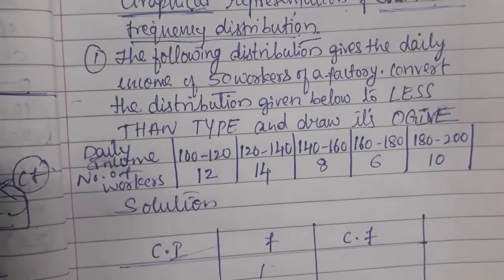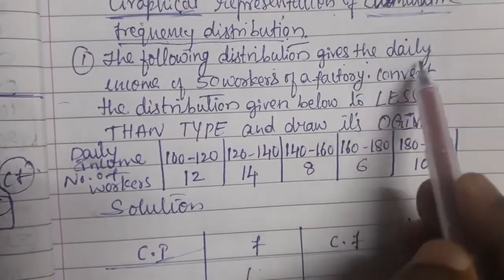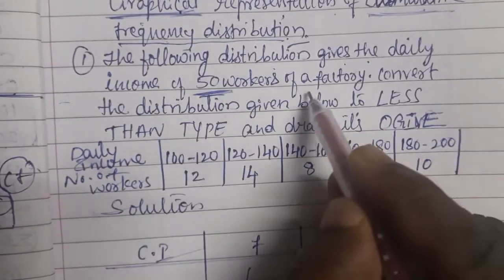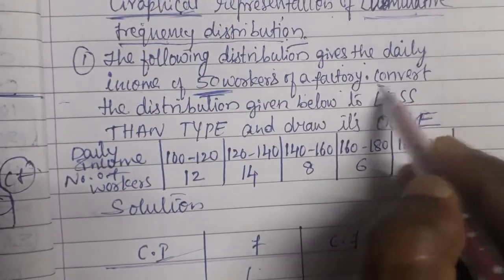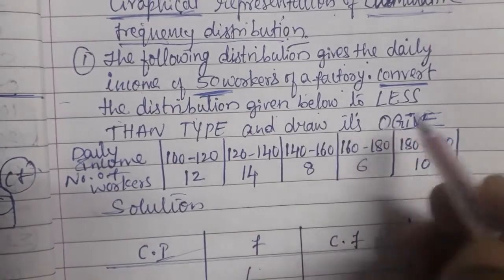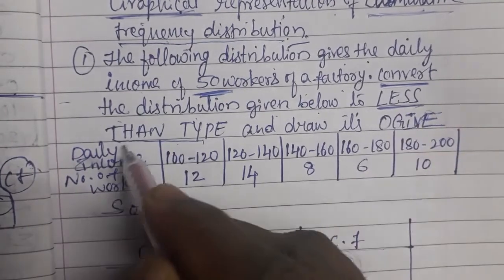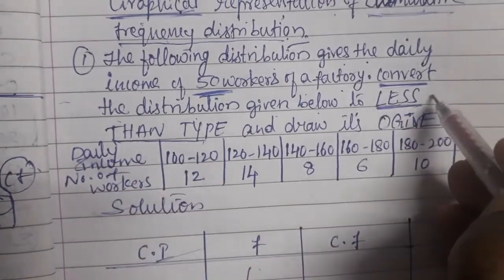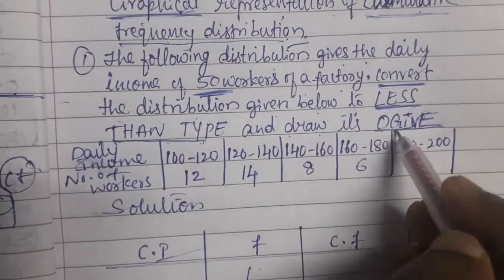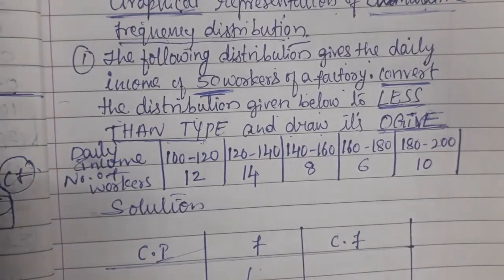So we'll take the first sum. The following distribution gives the daily income of 50 workers of a factory. Now what is being asked? Convert the distribution given below to less than type. We have to convert it into less than type. This is the first type, less than type, and draw its ogive. So the ogive graph we have to draw.